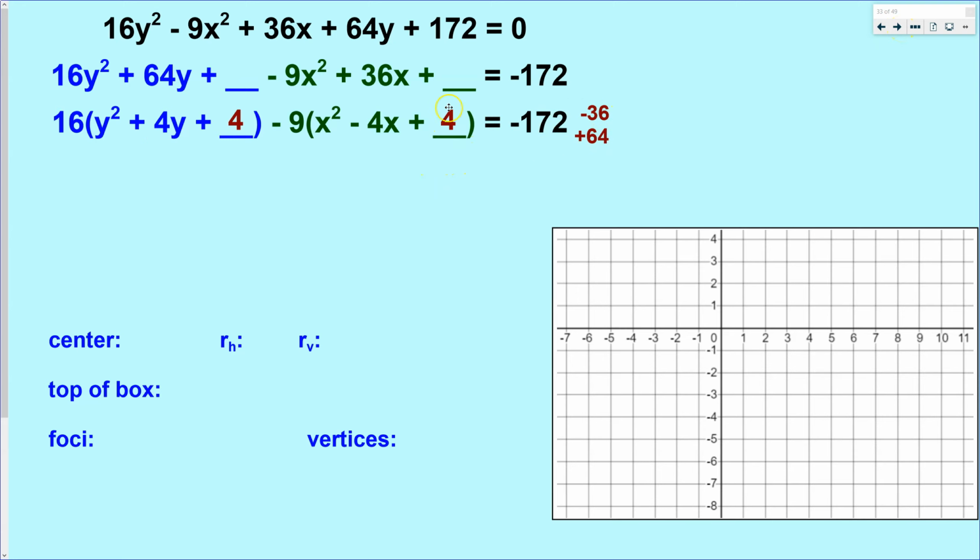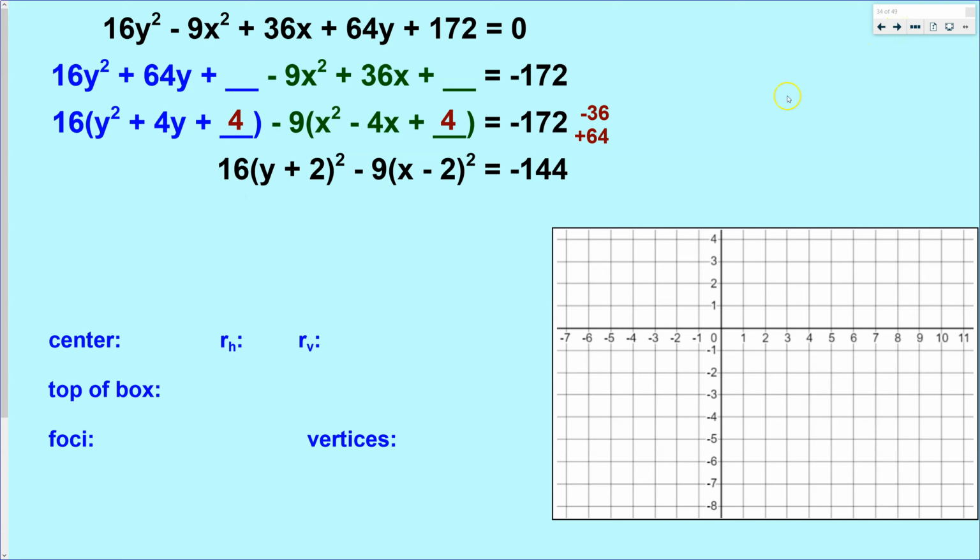So I can add all these numbers together. I can factor this trinomial into x minus 2 squared. I can factor this one into y plus 2 squared, and we get something that looks like that. Now check this out. I need a 1 over on this side, so I need to divide by a -144. Well, guess what? That's going to change the sign of both terms. So that means that the x term is going to be positive and the y term is going to be negative. So the signs are going to swap again.